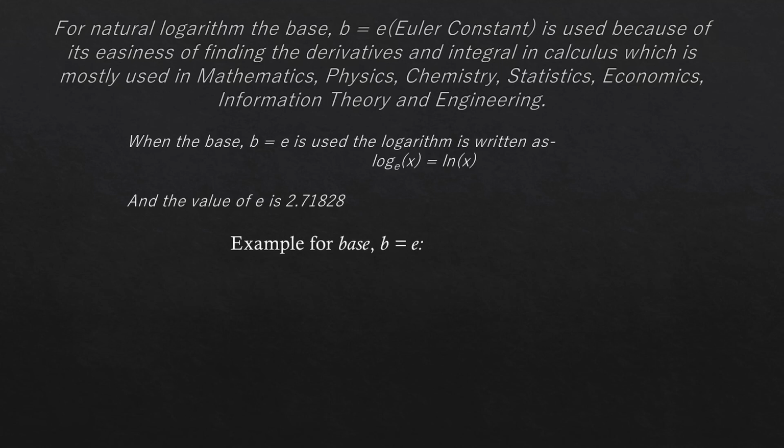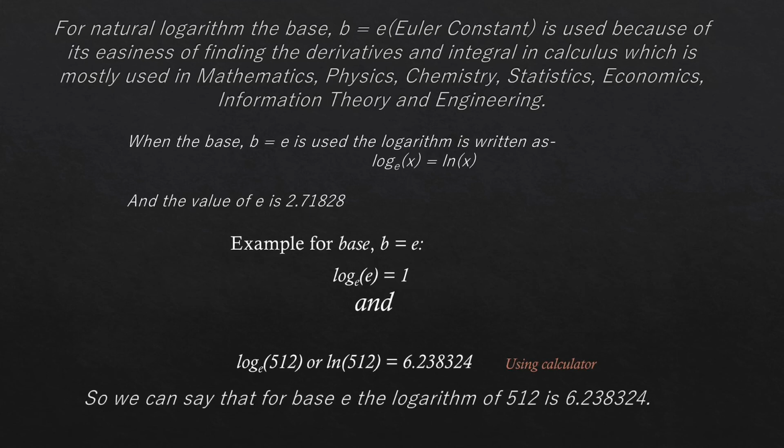For example, the base b equal to e, log base e of e equal to 1, and log base e of 512 or ln 512 equal to 6.238324 using the calculator. So we can say that for base e, the logarithm of 512 is 6.238324.